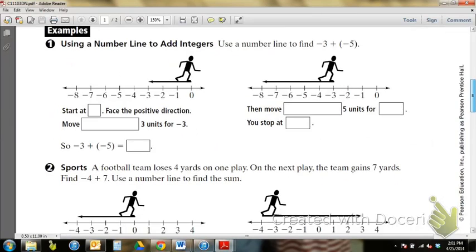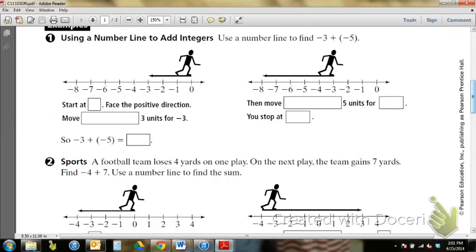And they're going to show us this on a number line. It's just another way to look at things. So we're going to do negative 3 plus negative 5. Well, they have the same signs, so I'm going to add. 3 plus 5 is 8, and since they're both negative, my answer is negative.